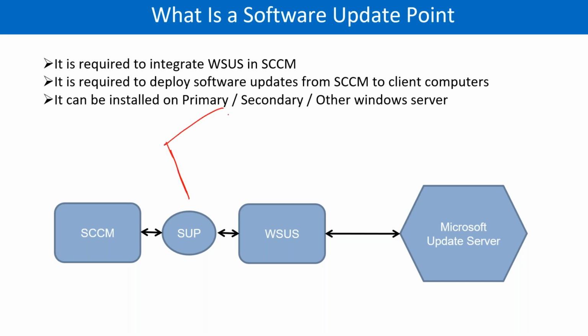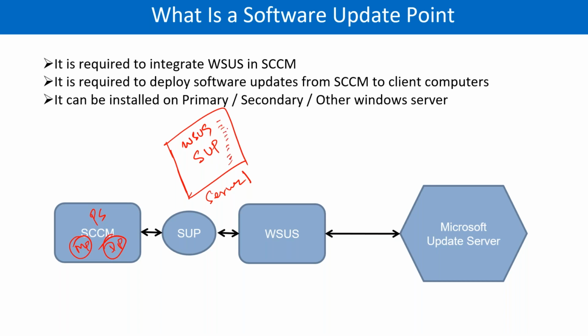I'll show you. Suppose you want to put it on a separate box. This is our primary site, but I am offloading some of the tasks to a separate server. MP is here, DP is here, but I would like to install WSUS on a separate server. Let's say this one is the primary site and this one is server 1, a separate box. I need to install the software update point on the same server. So all the services will be running here.